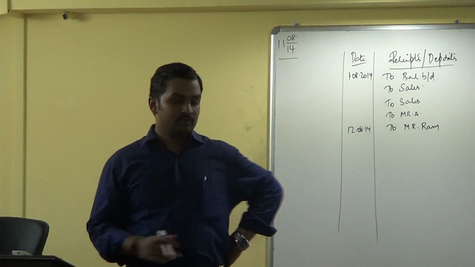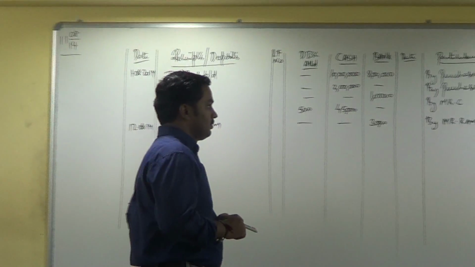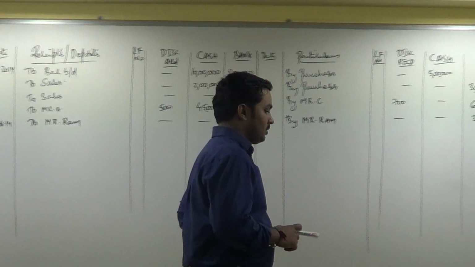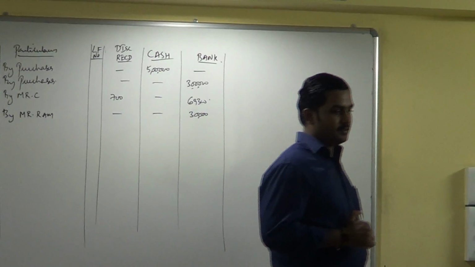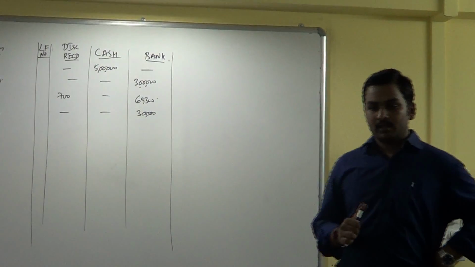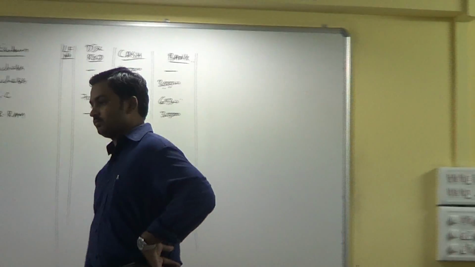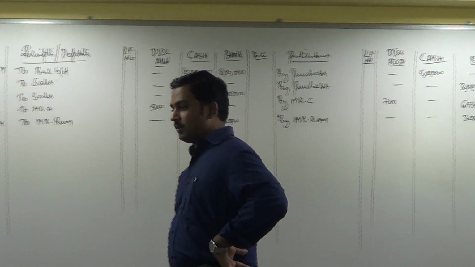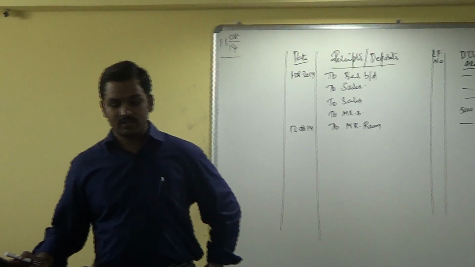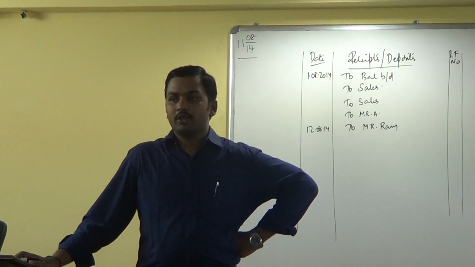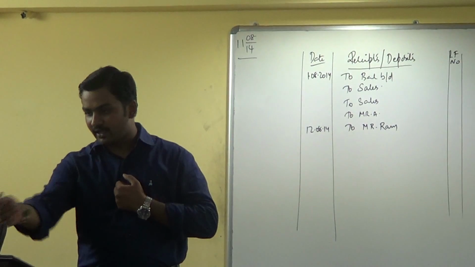Next transaction. Machinery purchased by issuing a check, 10 lakh rupees. What is the entry you record when you purchase machinery and issue a check? Machinery account debited to bank account.